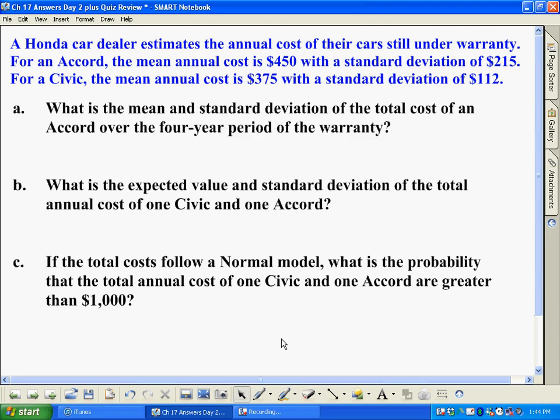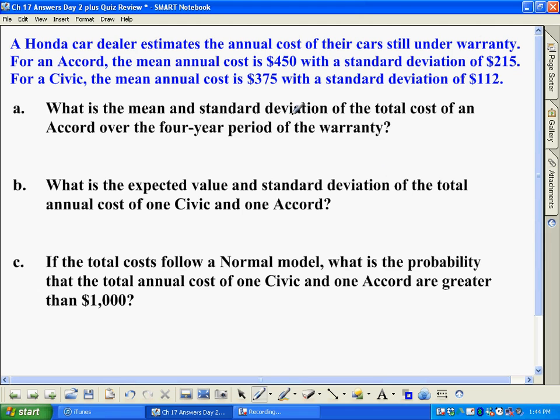All right, in the second part of expected value, what we're going to be doing is looking at how expected value can be applied in different cases here. So the scenario in this case is that we had this car dealership, a Honda car dealership, and what we know is in terms of their warranty costs, for an Accord, the mean annual cost is $450, and there's a standard deviation of 215. And likewise, we have numbers for a Civic.